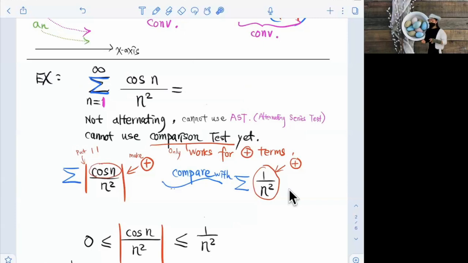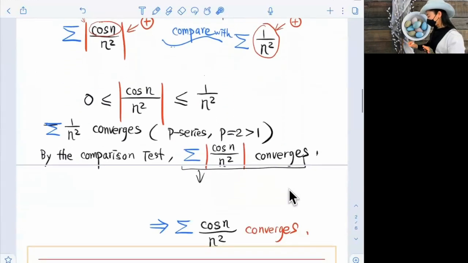Okay. Now, Diego is saying, well, but before you didn't have this absolute value, right? This one here doesn't have the absolute value. So all you just said is that the series with the absolute value over here converges. How can I know this one here without the absolute value also converges? How can you know?